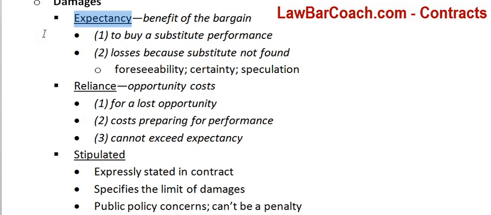Expectancy damages refers to what you expect to happen by making the contract. If I make a contract for you to teach me guitar lessons, I expect that you will teach me guitar lessons, and you expect that I'll pay you a certain amount of money. It's essentially the benefit of the bargain. What were the benefits that we each expected? And if something goes wrong, the courts will try to put us in a position as though we received those benefits, meaning the damages that it would cost to buy a substitute performance.